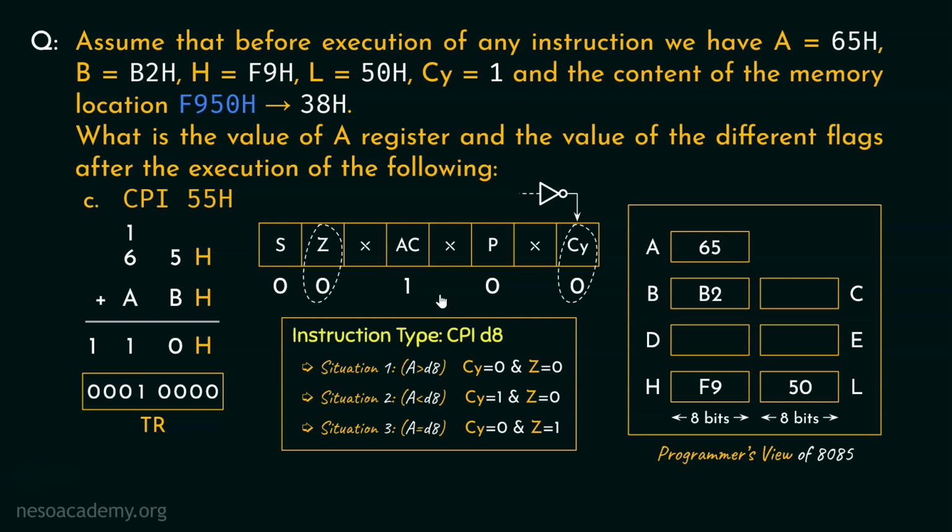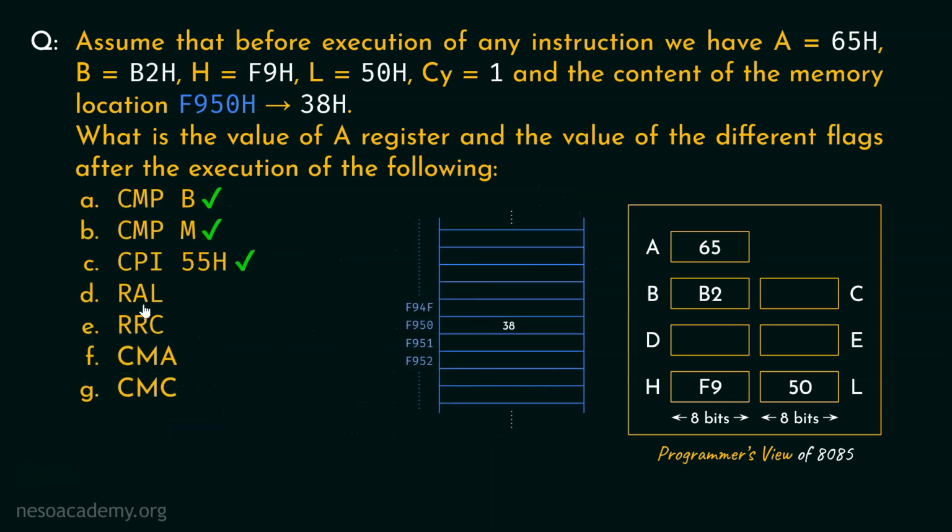However, the flags register's content will be affected. So the CY flag is to be reset, and the same can be stated for parity, Z or 0, and the sign flag. Only the auxiliary carry flag is going to be set. With this, we have also seen the execution of CPI 55H.